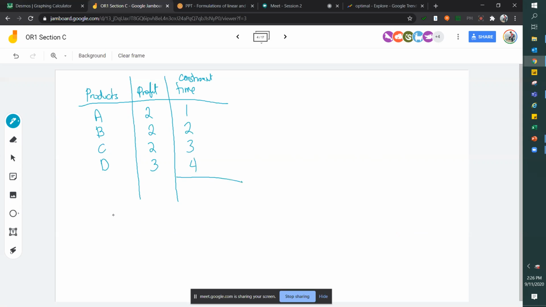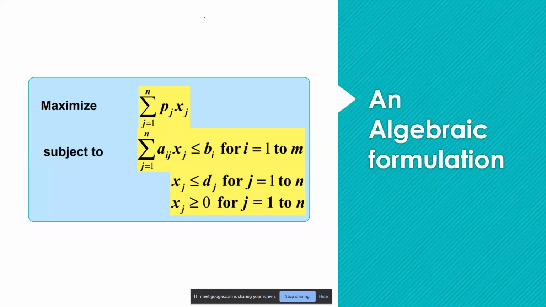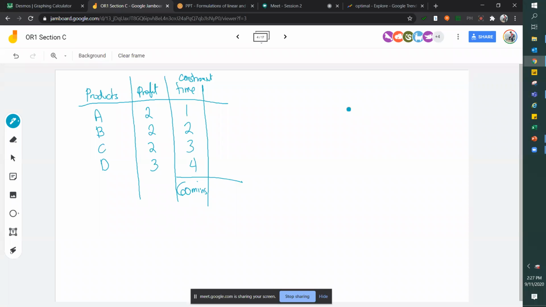Okay, syempre may duration, kumbaga yung time. Sabihin natin 60 minutes. Ngayon, pwede natin siyang mailagay sa algebraic formulation. Paano? Siyempre, ilagay natin yung decision variables, which is okay lang, pangalan na A, B, C, D. And then, we have the objective function. Objective function, paano? Yung typical.